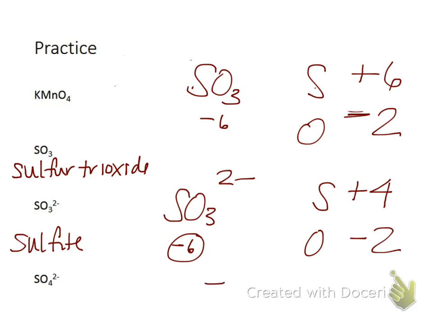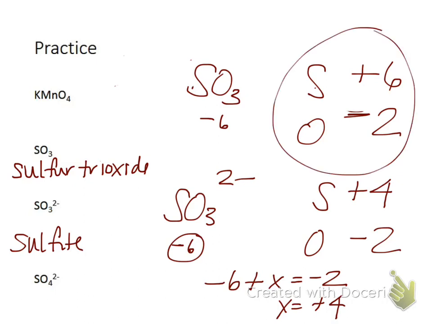Because negative 6 plus x is equal to a negative 2, so that means x is equal to plus 4. That's the algebra for those of you that just don't see it right off the bat. Ms. Parker, what's the answer for SO3? Sulfur trioxide? It's right here. Oh, there.